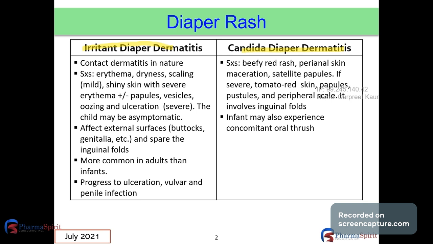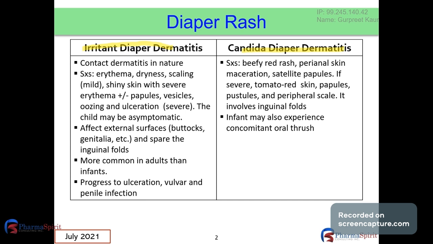The second most common type of diaper dermatitis is Candida diaper dermatitis. The symptoms are usually a beefy red rash. Mothers usually come complaining that the skin is like tomato red, very, very red. There is preanal skin maceration. There are satellite papules, so the red spots are scattered. Usually in irritant diaper dermatitis, it's one large area. If it's severe, it becomes tomato red skin, and the mother will start to see papules, pustules, and peripheral scales. And also, it involves the inguinal fold.